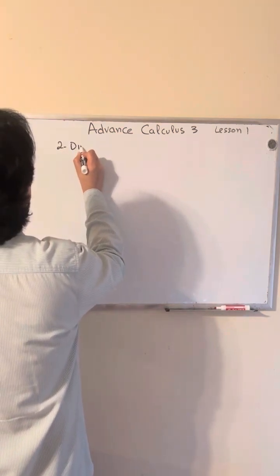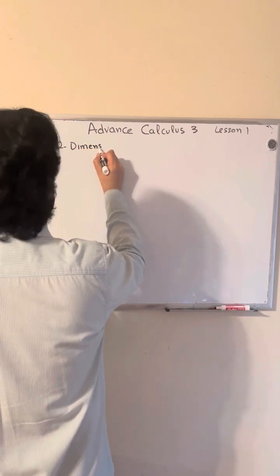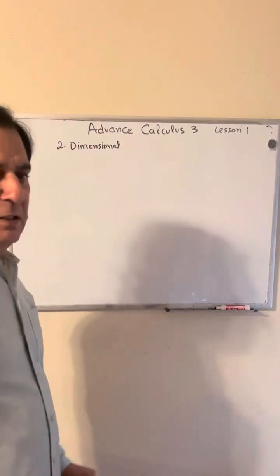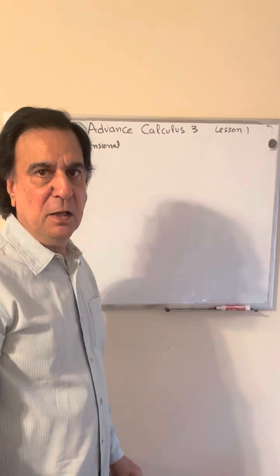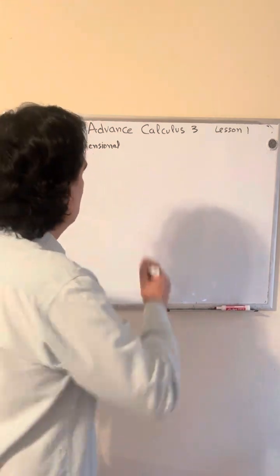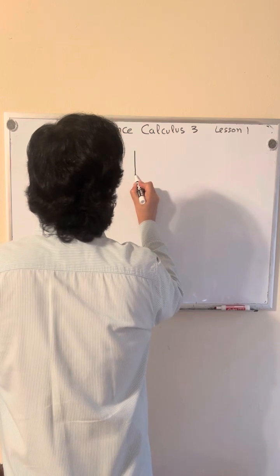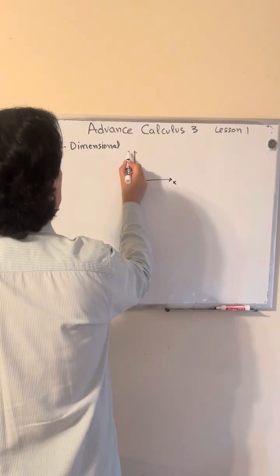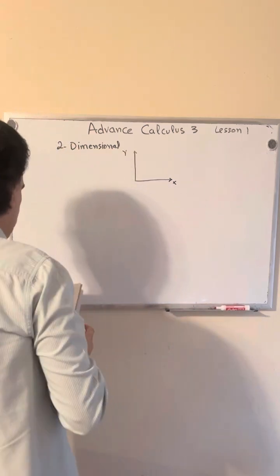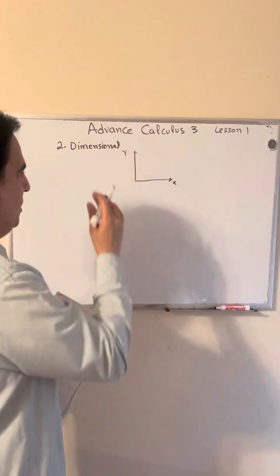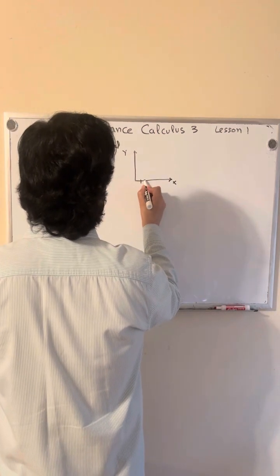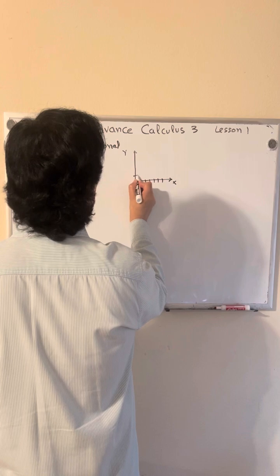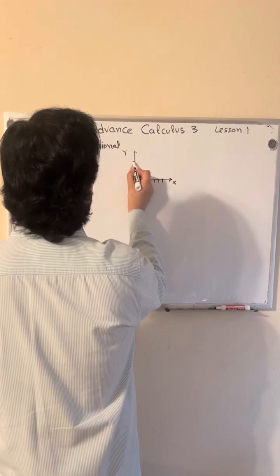So what is a two-dimensional graph? If I draw something on this board, it's going to have 2 dimensions, right? So let's say we have the x-axis and then we have the y-axis. Let's pick 2 points on this graph. I'm going to say 1, 2, 3, 4, 5, 6 on the x-axis, and on the y-axis 1, 2, 3, 4, 5, 6.